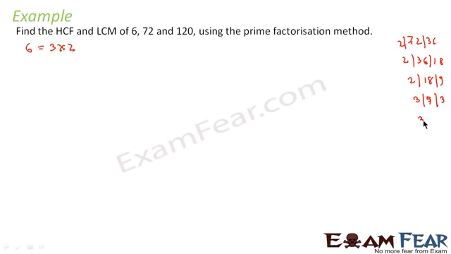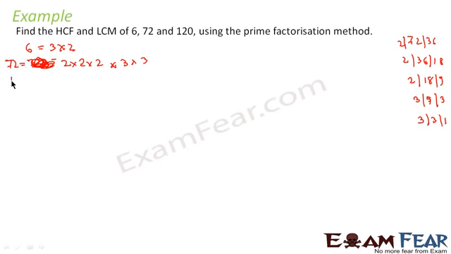Again we got 3. Is 3 divisible by 2? No. By 3? Yes. 3 by 3 is 1. So we have got the factors. We can write 72 as nothing but 2 into 2 into 2 into 3 into 3. This is 72 actually.